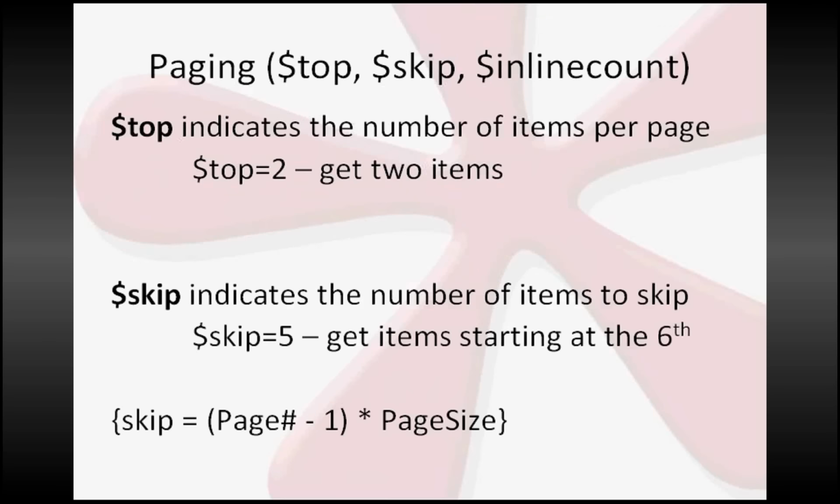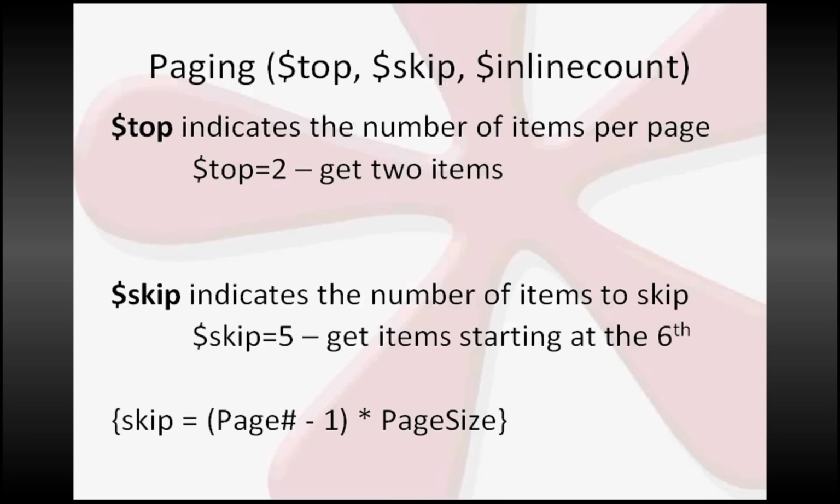OData provides the top, skip, and inline count query options, as I just mentioned, which actually allow you to do paging with the data. So top, as I mentioned, will allow you to limit the results to just a certain number. So 2 results, 4 results, 10 per page, or whatever. And then skip will allow you to skip the first n rows of data and get whatever comes after that.